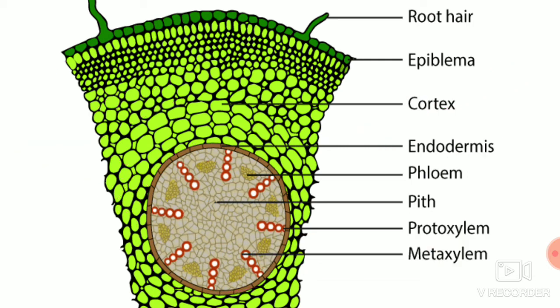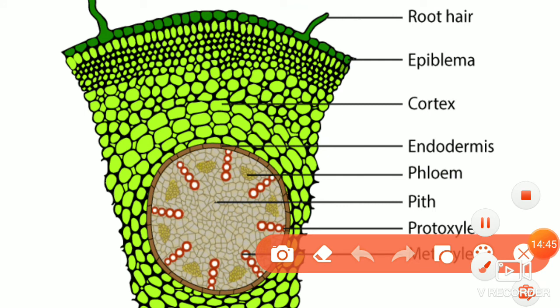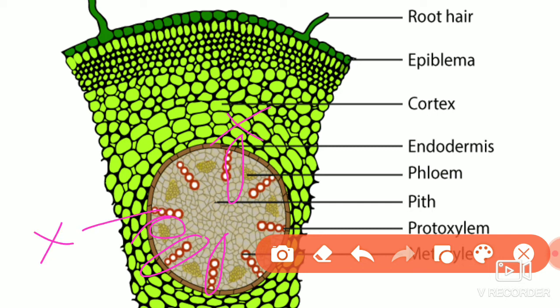And here you can see the vascular bundles. It's very clear. The red color we can see is the xylem bundle, and here it is the phloem bundle. Both are there. This is xylem, and here the yellow color is the phloem bundles. Both are together.